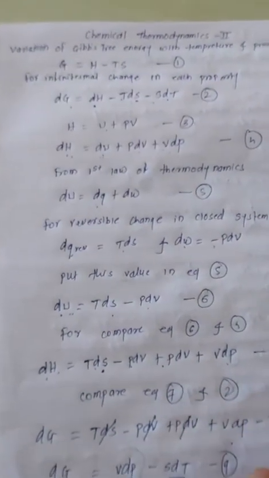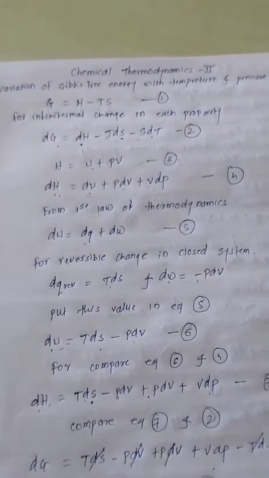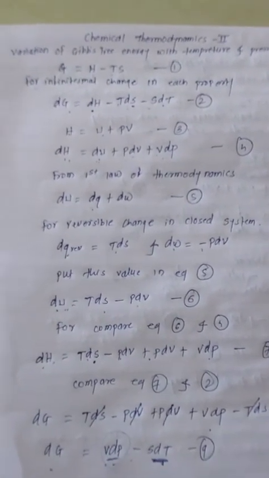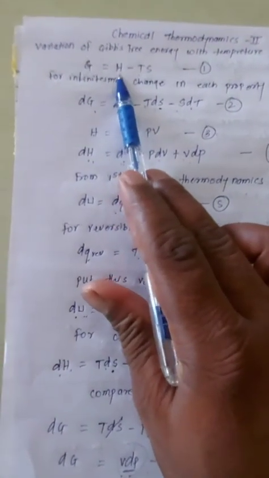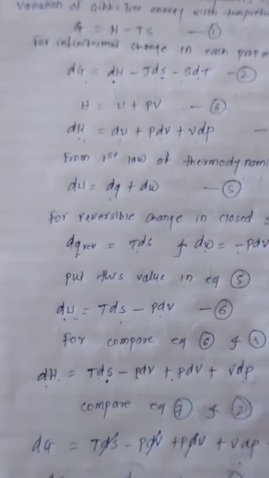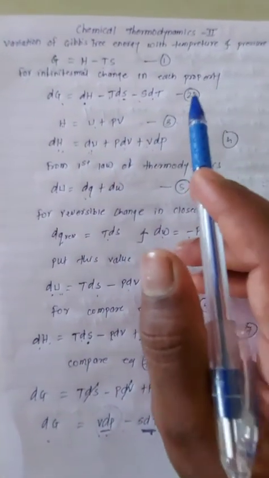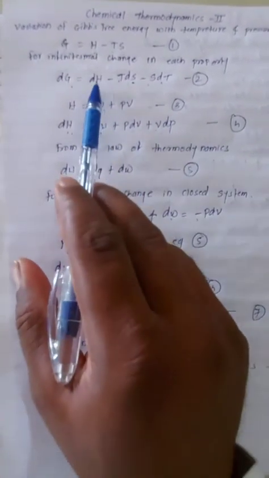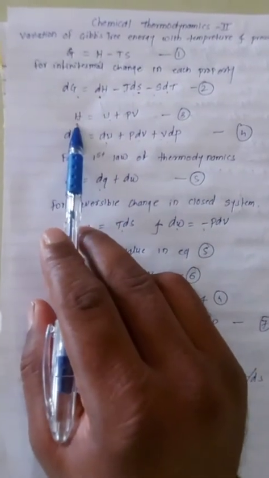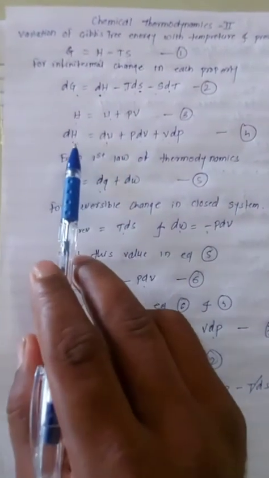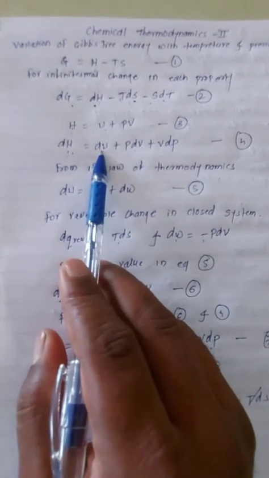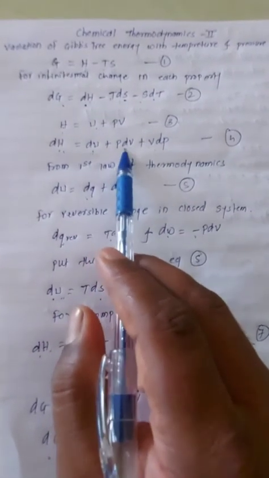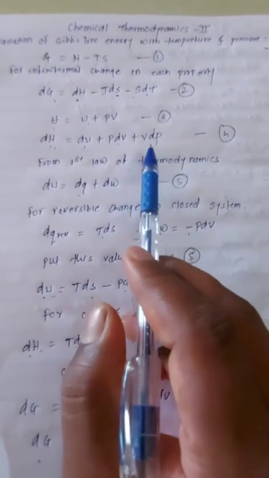In these equations all terms are interlinked. We can revise them simply. First the Gibbs free energy equation, G is equal to H minus TS. For an infinitesimal change, dG is equal to dH minus T dS minus S dT. Next, enthalpy H is equal to U plus PV, that is dH is equal to dU plus P dV plus V dP.